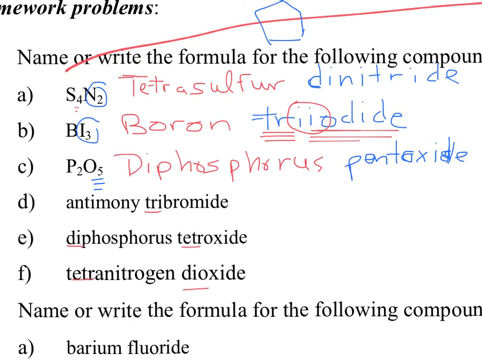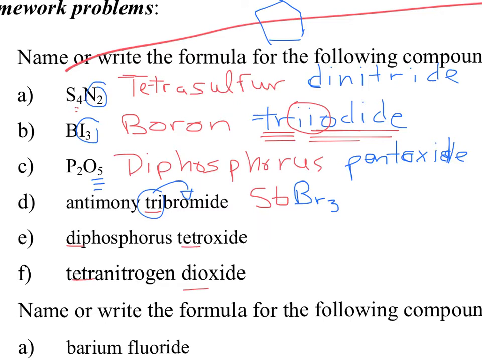And so we have antimony tribromide. Well, I know that there's no prefix on antimony, so I know it's just going to be Sb. And I know that bromine turns to bromide, so it's going to be Br. And then tri tells me that there are 3 of these things. So SbBr3.